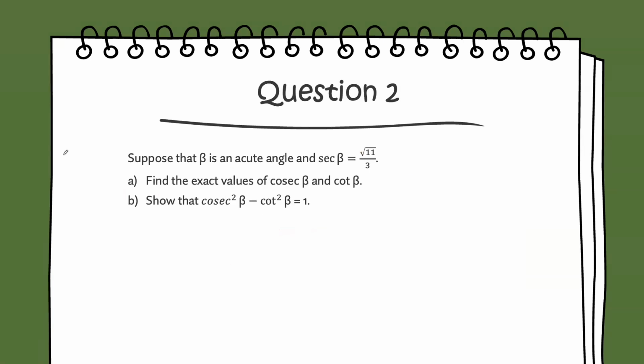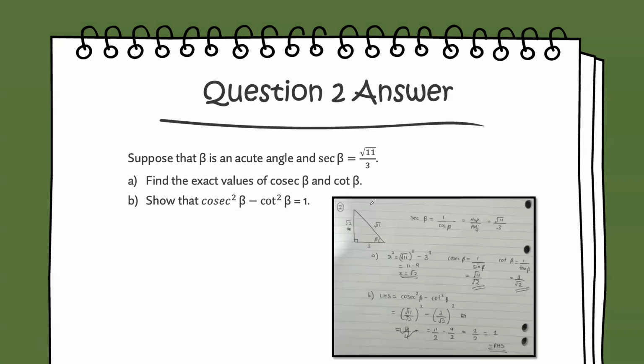Next question is a similar question now. So we've got B as an acute angle, and now we've got sec B. Okay, so this is a trigonometric ratio you may or may not have heard before, but we'll have a look at that one as well. And then it's a sort of similar question. From here, we're finding the exact values of cosec B and cot B, and then going to show that this theory is true.